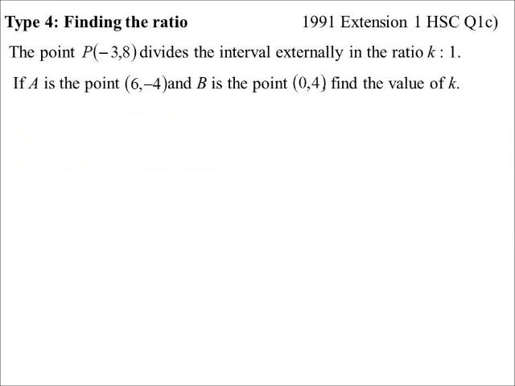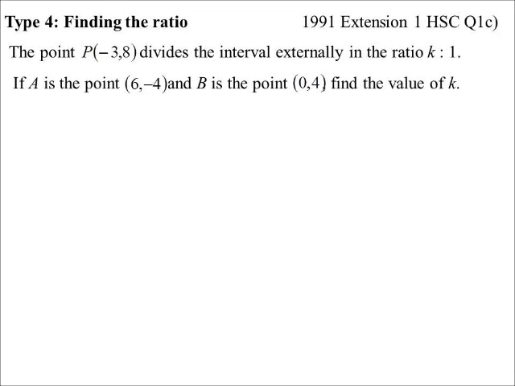Ooh, palindromic year, 1991. Find the actual ratio. So this time, they've given me the answer minus 3, 8. They've given me the two endpoints, but they haven't told me what the ratio is. So they've told me one of the numbers. They've said it's the ratio k to 1. I've got to find out what k is.